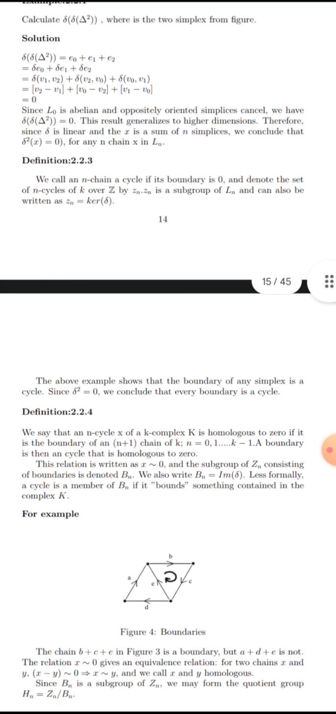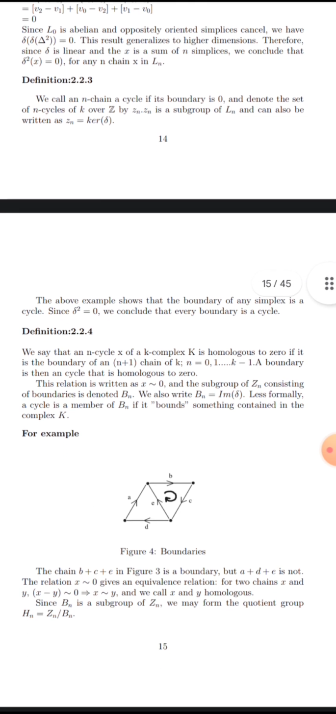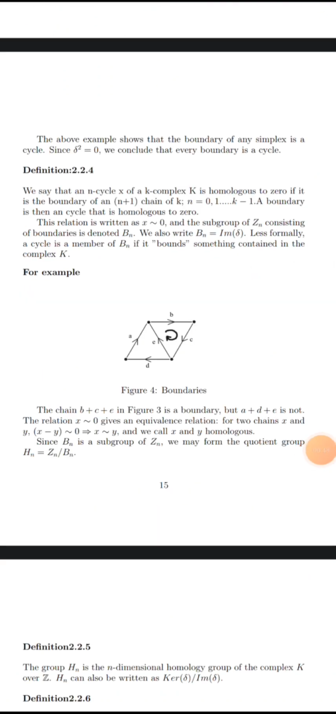Then there is one definition. We call an n chain a cycle if its boundary is 0. Denote the set of n cycles of K over Z as Zn. Zn is a subgroup of Cn, which can be written as Zn is equal to the kernel of delta. Then there is one definition.